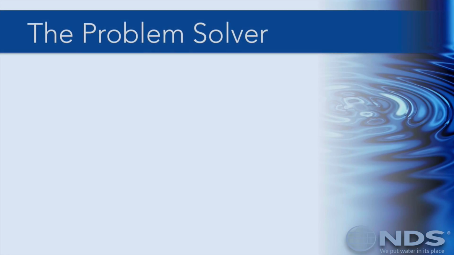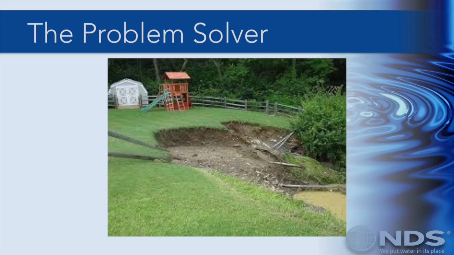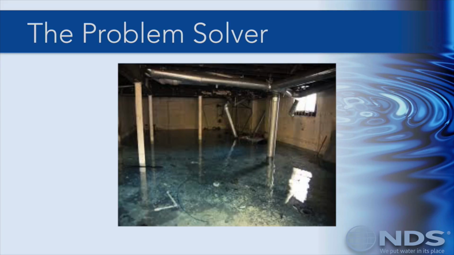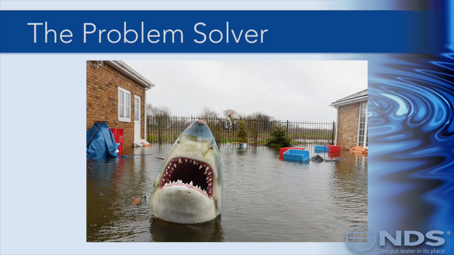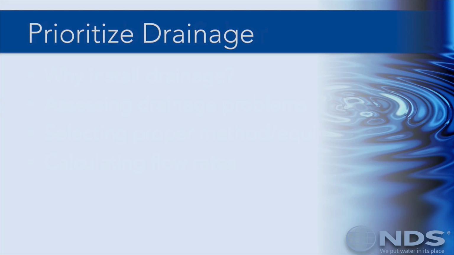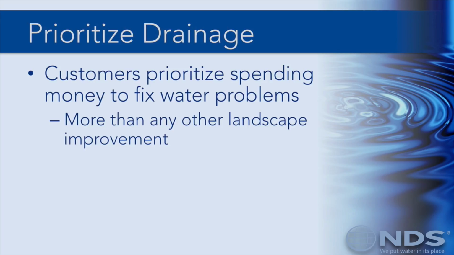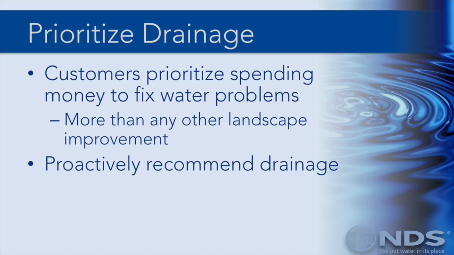Your customer will complain of water problems like puddles, persistently wet areas, erosion, runoff, water intrusion into structures, wood rot, dampness in buildings, wet basements, and other problems caused by excessive stormwater. When there are water problems on a property, customers need solutions fast. They will prioritize their spending to solve water problems that prevent them from enjoying their property or that might damage their home. In fact, surveys show when there is a drainage problem, customers will prioritize fixing it over all other landscape improvements.